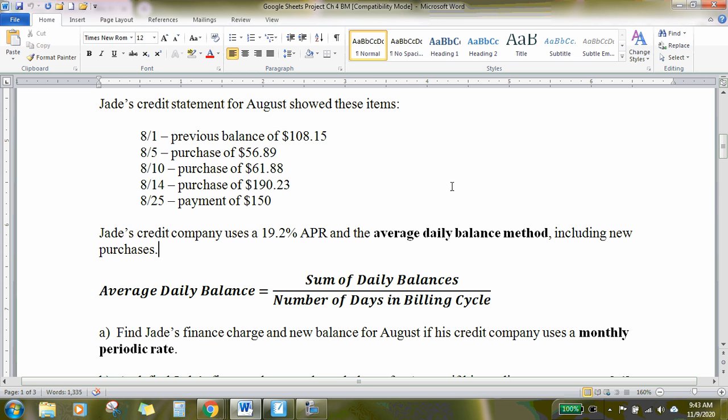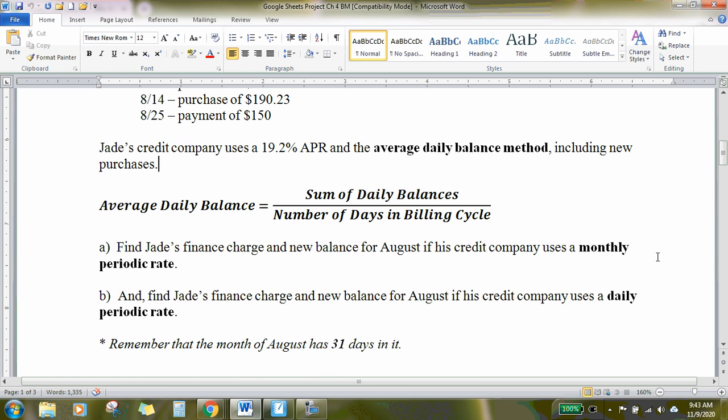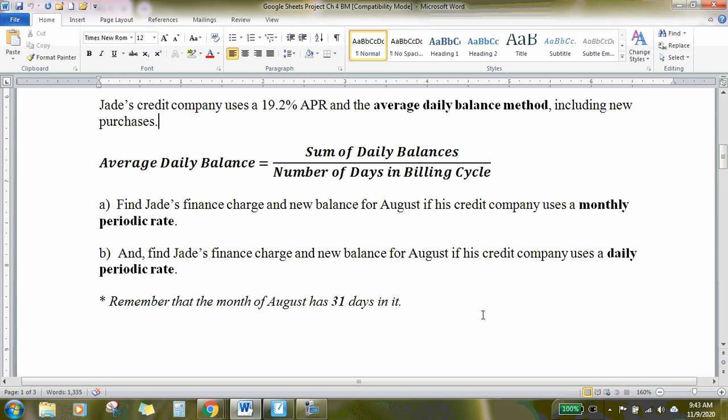Okay, so we'll use a computer. That's why we have computers, to do the boring math projects and the boring calculations for us. Okay, so I put a little note here to remember that there's 31 days in August.